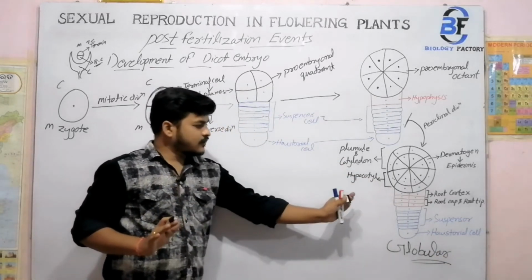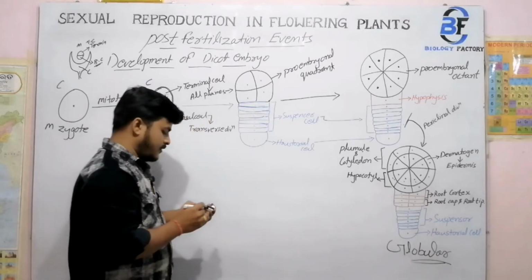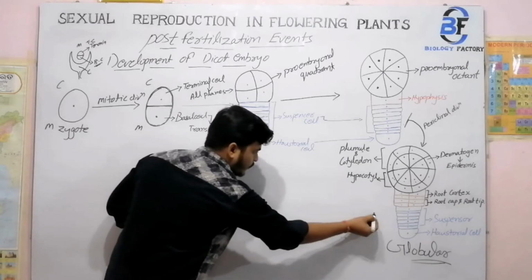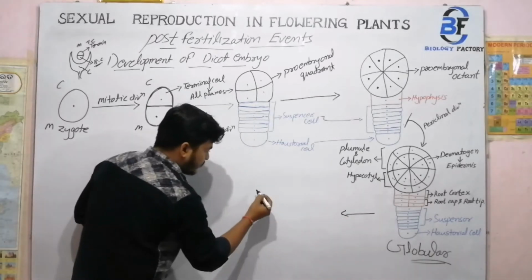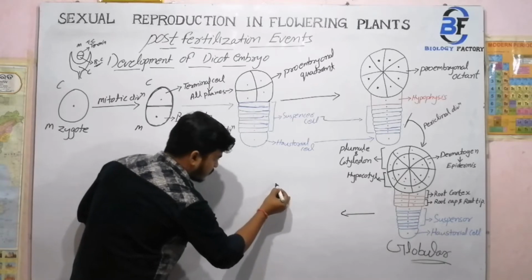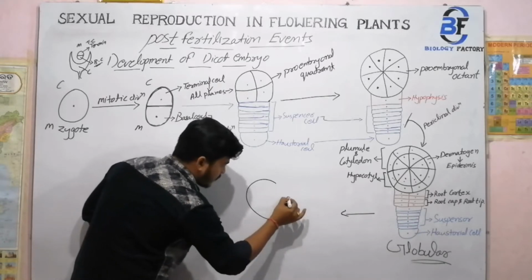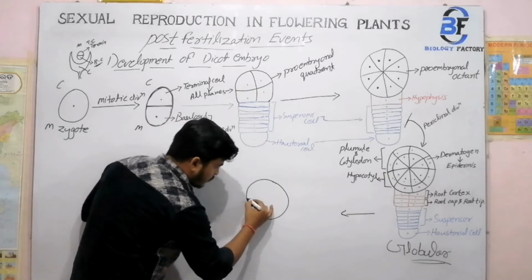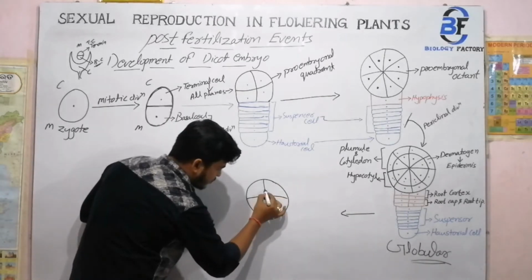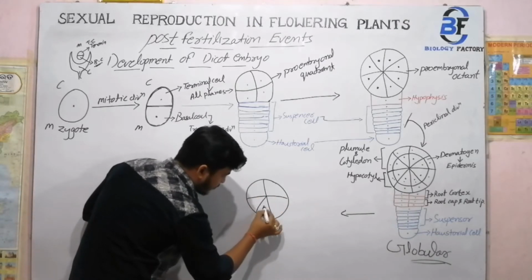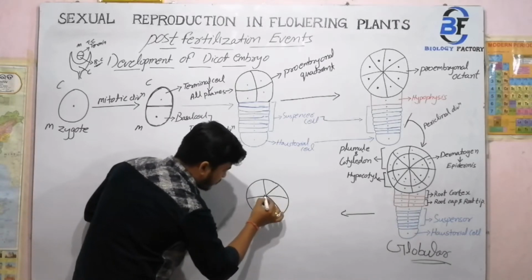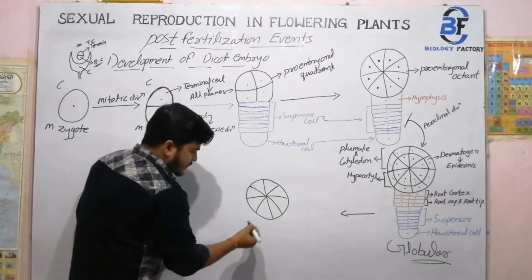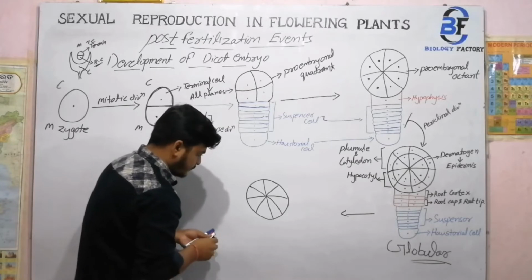So we just continue with the same diagram. Consider that the proembryo is as it is. So here is the proembryo, and the divisions take place. What happens next? The hypophysis is also formed.